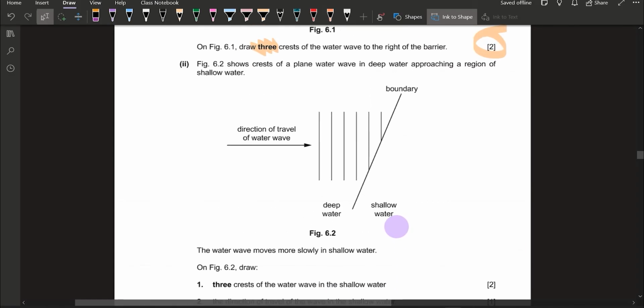So it is saying here that it moves more slowly in shallow water. So the crust are gonna move away from the normal. So we can see here our normal is gonna be here at 90-degree angle.